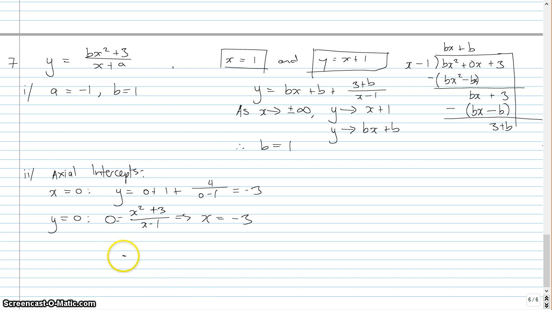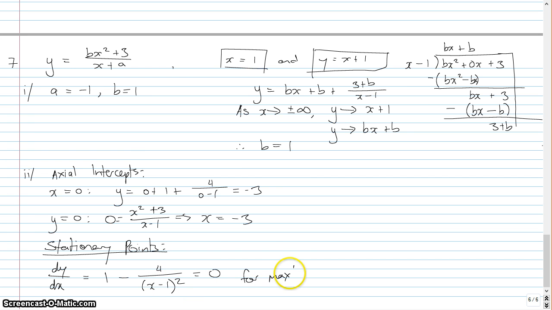So those are my axial intercepts, and then the last thing I'd need to look at is stationary points. So to do that, I'm going to differentiate to find dy by dx. To differentiate, I'm going to use this form of y, x plus 1 plus 4 over x minus 1. So the x just goes to 1, the 1 disappears, and then you get minus 4 over x minus 1 squared. And I'm going to set that equal to 0 for maxima and minima.